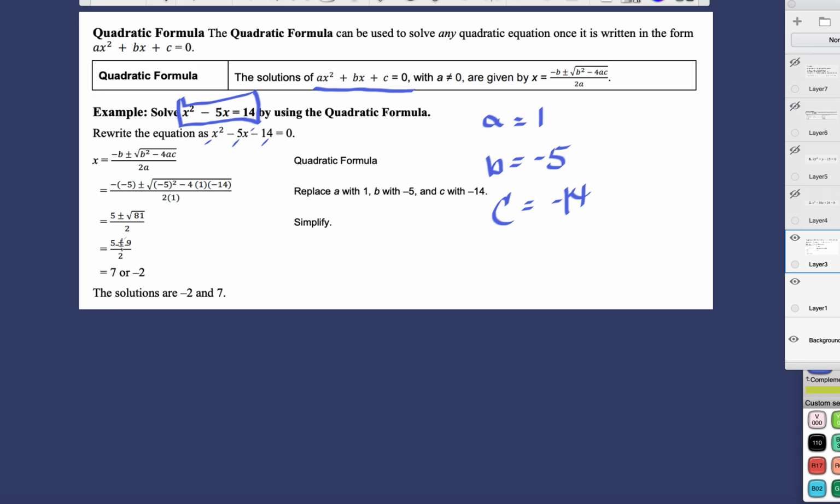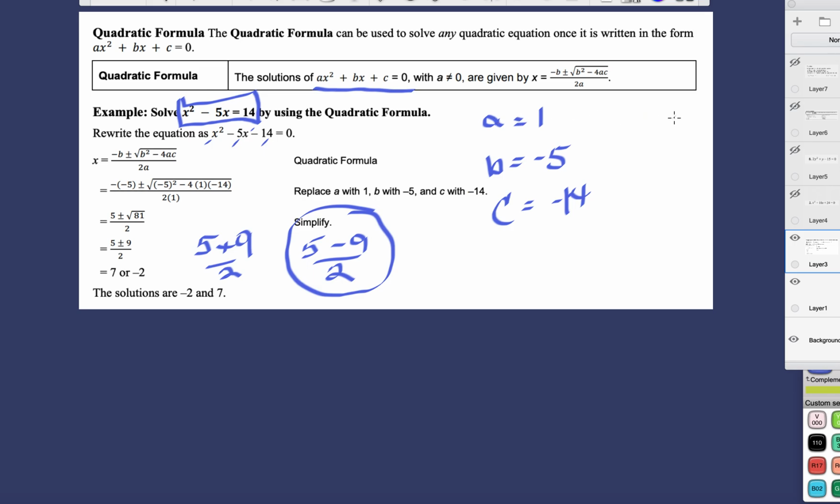This is basically 5 plus 9 divided by 2 and 5 minus 9 divided by 2. And then they come up with negative 2, which is this one, right? 5 minus 9 is negative 4. Negative 4 divided by 2 is negative 2. And then 5 plus 9 is 14. 14 divided by 2 is 7. Okay, that's basically what you do.